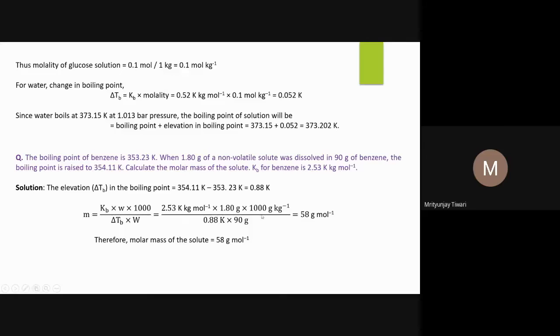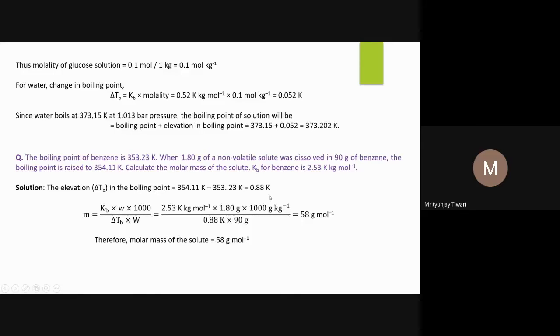The value of Kb is 2.53 Kelvin kg per mole. This I have written. Then w, the mass of the solute in gram, is 1.8 gram, into 1000. This 1000 is not just a number. It comes from converting the mass of the solvent into kilogram. So that is the gram per kg unit, divided by delta TB.